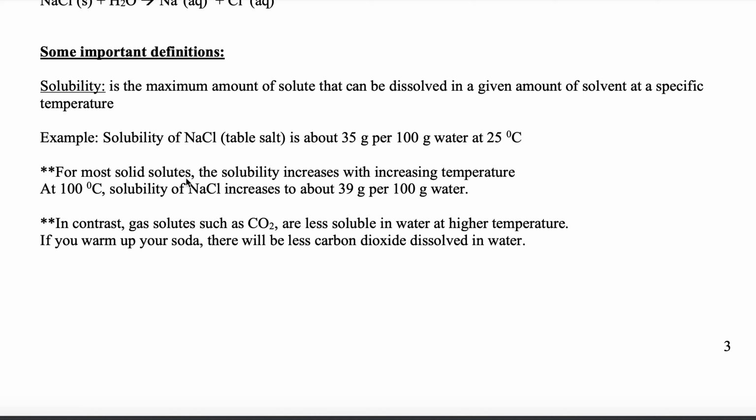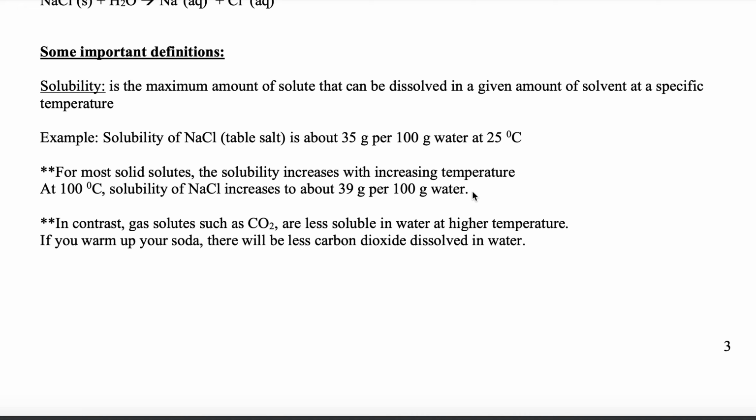And for most solutes, the solubility increases with increasing temperature. So if you raise the temperature of water to 100 degrees Celsius, which is the boiling point, you increase the solubility to about 39 grams, which is not much, but it does increase. So when you make a drink, you always warm the water, then you put in your ingredient, then you mix, and then you chill it. Because you don't want to do it the other way. If you chill your water, you're not going to be able to dissolve much of the solute or the active ingredient.